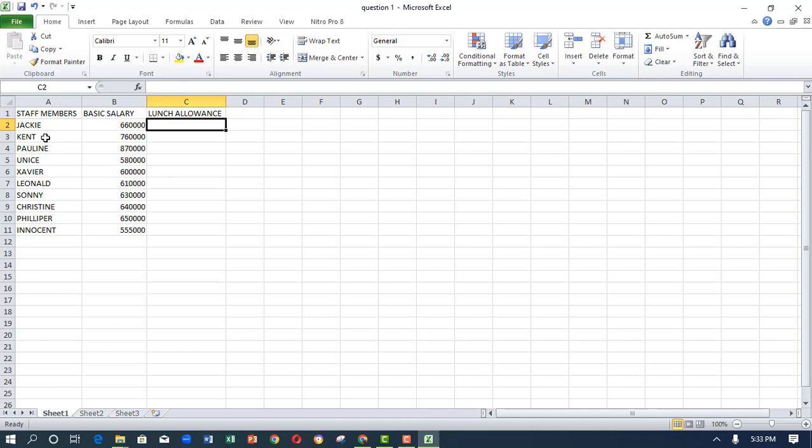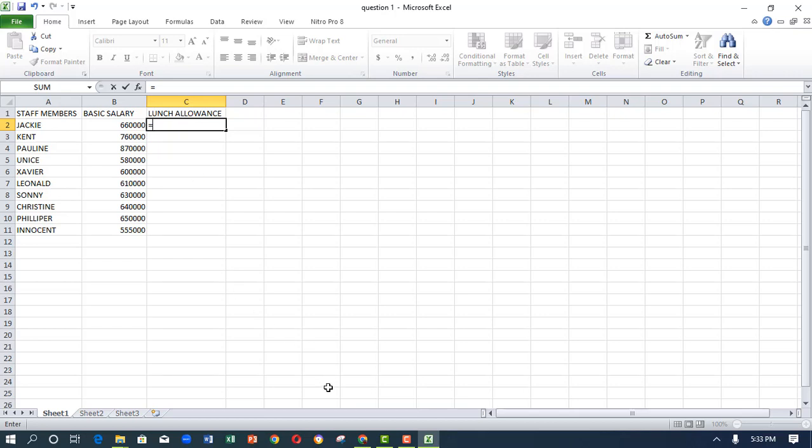So we're going to calculate Jackie's lunch allowance. I'm going to enter a function, but what you have to note is when we are dealing with Excel or spreadsheet, every time you're entering a function or a formula, you have to start with an equal sign. That is a must. You always start with an equal sign, okay? So I'm going to say equal sign, like that.